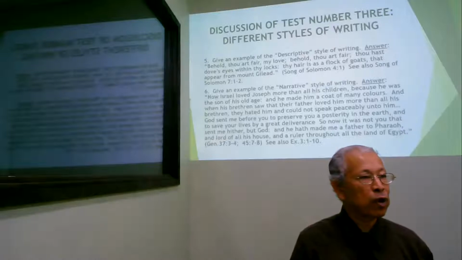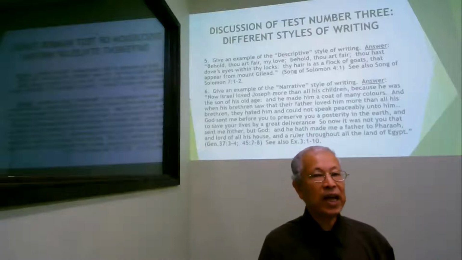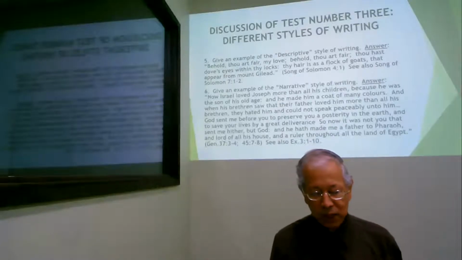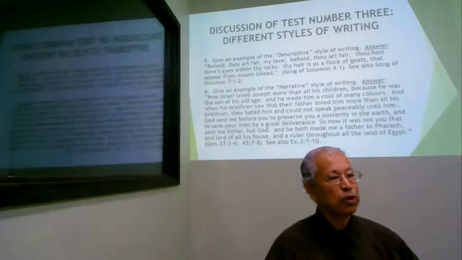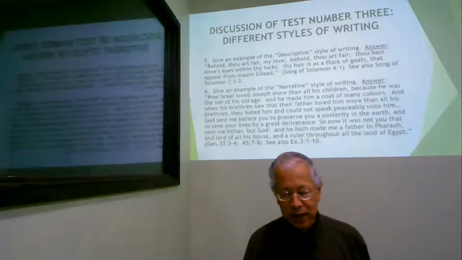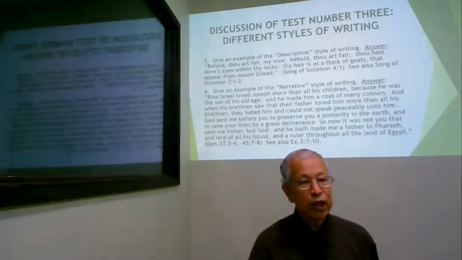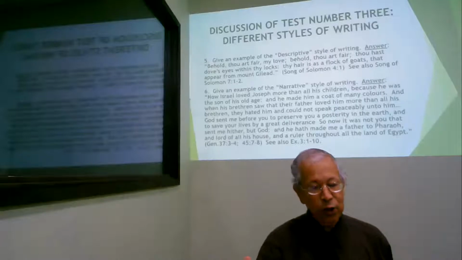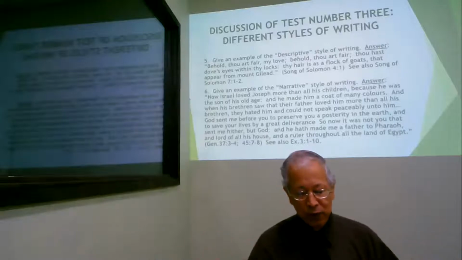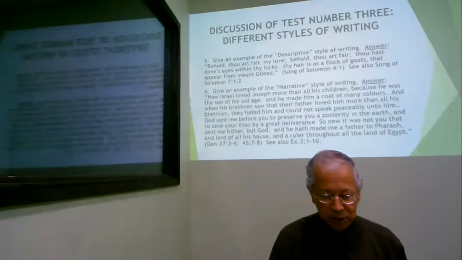Well, they try to get rid of him, but God worked it out for the good of everyone. For near to the end of the narrative in the book of Genesis, it says, "God sent me before you to preserve you a posterity," or to preserve you descendants in the earth, "and to save your lives by a great deliverance. So now it was not you that sent me hither, but God, and he hath made me a father to Pharaoh." In other words, I'm an advisor to Pharaoh. "And Lord of all his house," I'm in charge of everything in his household, "and a ruler throughout all the land of Egypt."